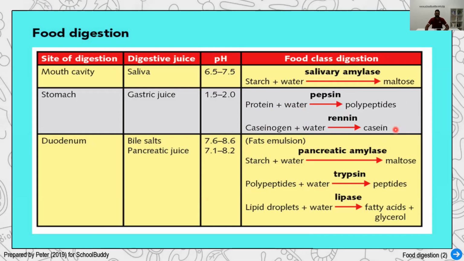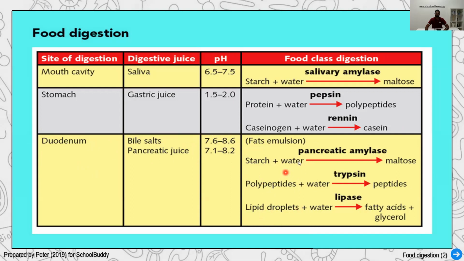So the next part is the duodenum, which is the first part of the small intestine. In the duodenum, we have two important juices: the bile salt, produced by the liver and stored in the gallbladder, and the pancreatic juice, produced by the pancreas. This is an alkaline pH. We have already reached the duodenum. In this case, we're going to see that all the material, be it carbohydrate, protein, or fat, is going to be broken down.